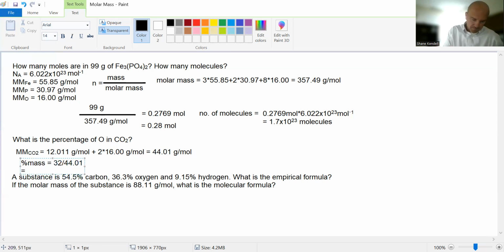and we get about 73%. And there weren't any significant figures specified in this problem. So generally, we just go to what we use in the data, which is about 4 significant figures. So it would actually be 72.71.